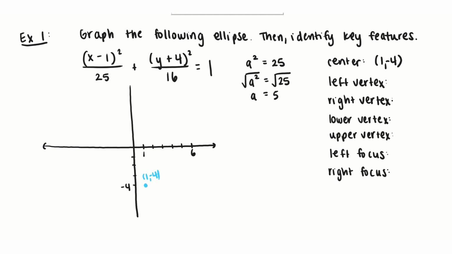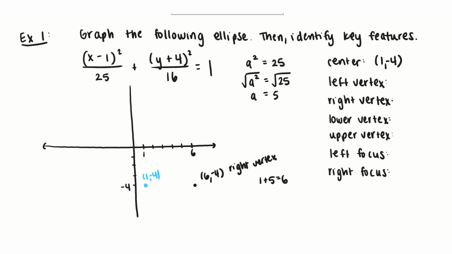So now I'm going to move over to the right 5 units, 1, 2, 3, 4, 5, and I get the point (6, −4). That will be my right vertex. We can also see that what I did here was I just did 1 plus 5 to give me the x value of my right vertex.